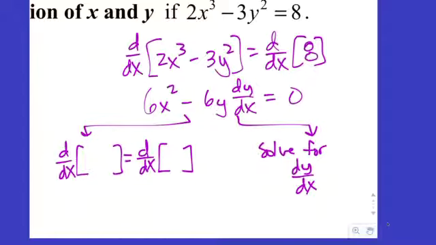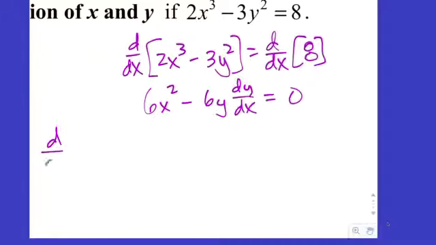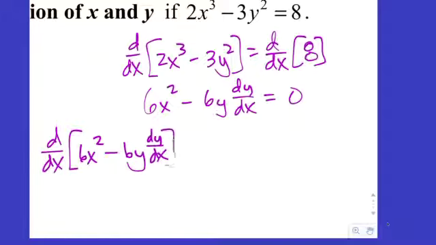Which one do you think is going to be faster, more efficient? I dare say more fun. The first one? Let's see. Let's actually do it then. If I take the derivative of both sides with respect to x as it sits, that's going to look like this. The derivative with respect to x of 6x squared minus 6y dy dx equals d dx of 0.